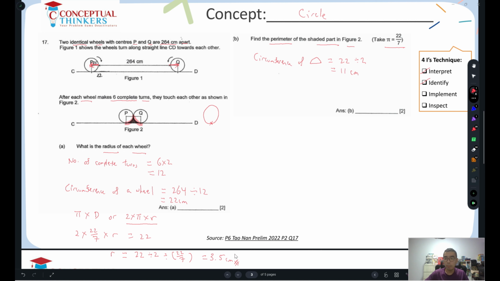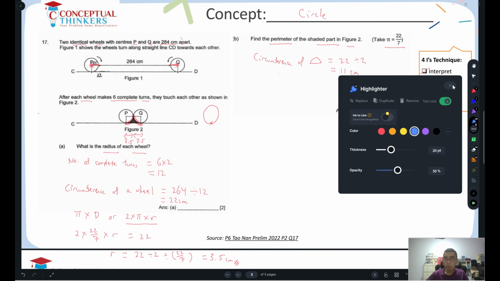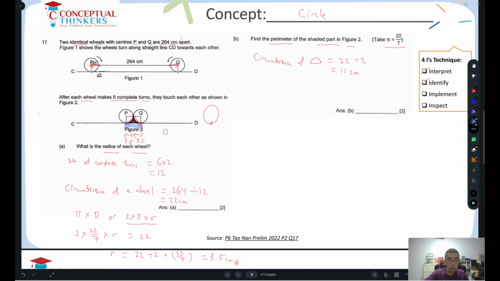Okay, now in part A, we actually found out that the radius is 3.5, and we have two radii here to take into consideration. So what I mean is, let me just change it to another color to highlight. From here to here, we need to take into consideration. So if I have to draw out this outline, it will be this and this. So this will be shaded. So here will give me 3.5 times 2. So these two will give me the semicircle circumference.